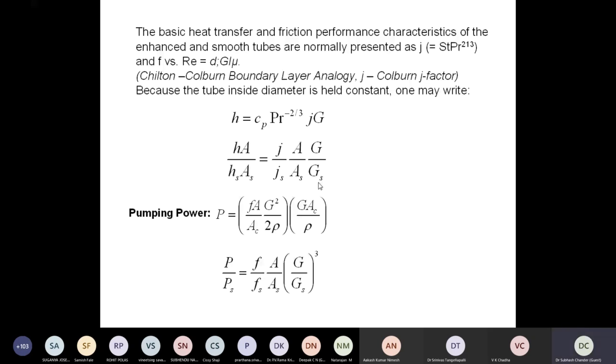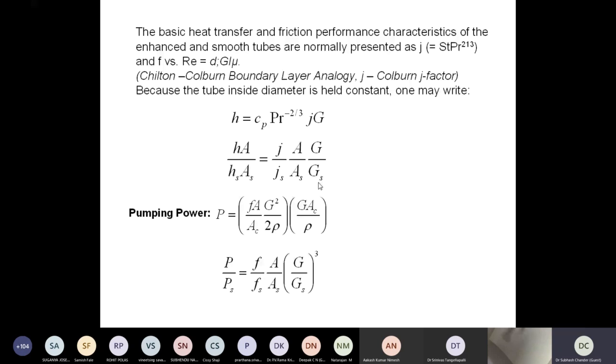And we can write pumping power from the Darcy-Weisbach equation, which can be seen as f L V square upon 2 g D, right? But if you modify it and write in terms of fluxes, cross-sectional area and surface area, it will come out to be like this. With some effort, you can arrive at this pumping power equation also. And you can write it for the smooth and for the enhanced surface, take the ratio, and this will come out like this.